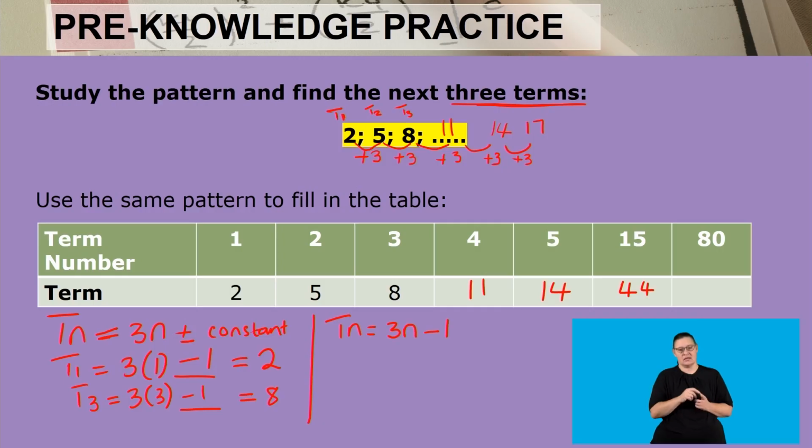So here we are going to say 3 multiplied by 80, which is 240. And then when we subtract 1, we are going to get 239. And that is going to be now the 80th term. Let's move on to the next question.